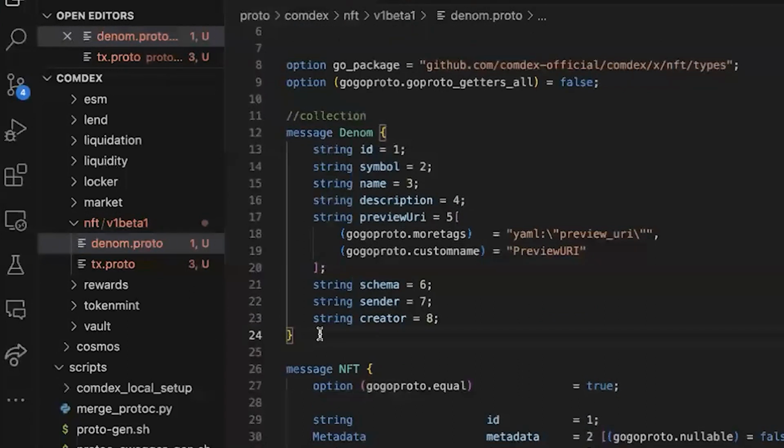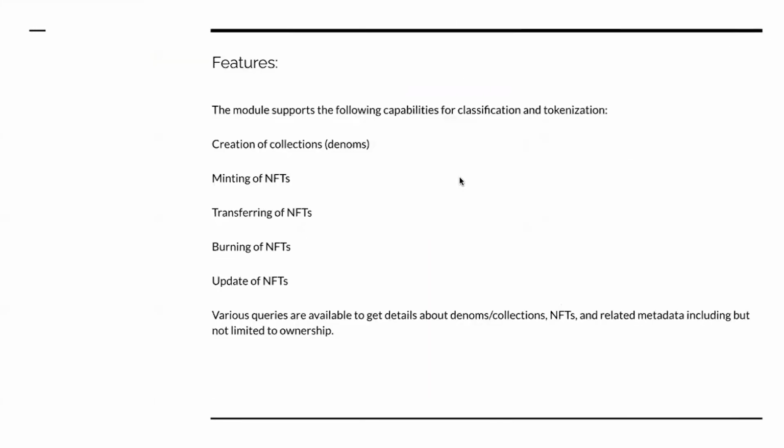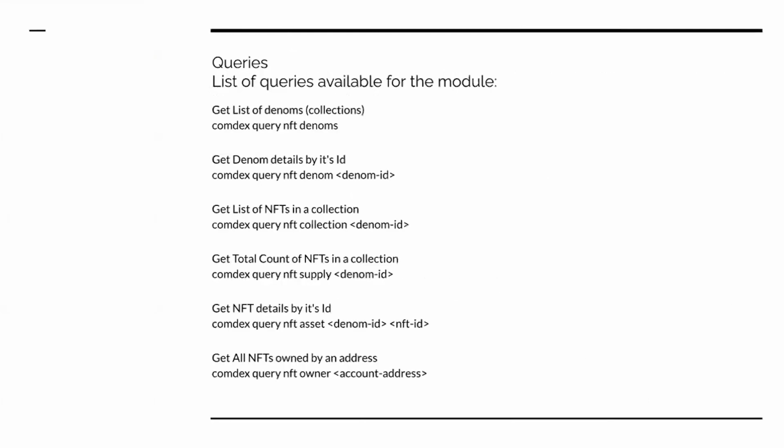So yeah, we have defined the structures for it. Now the next step is basically, we have gone through the features, the transfer and burn part, and now we need to see the results, basically the queries, or need to list out the denoms and list out the NFTs that have been minted on the platform and all those queries associated with it.